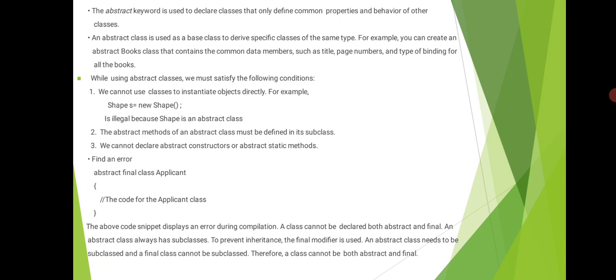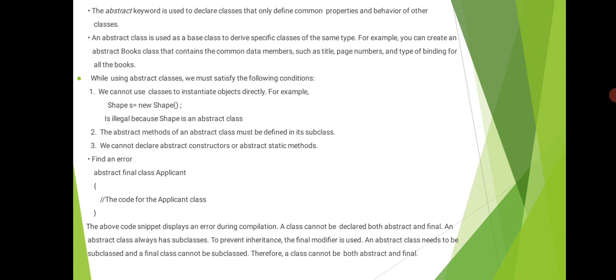So why did I say it is opposite to final? Because final classes cannot be inherited, but abstract classes should be inherited. The properties should be inherited by the other subclasses. So it acts like a base class to derive specific classes of the same type, which have the common properties and behavior of the other classes.